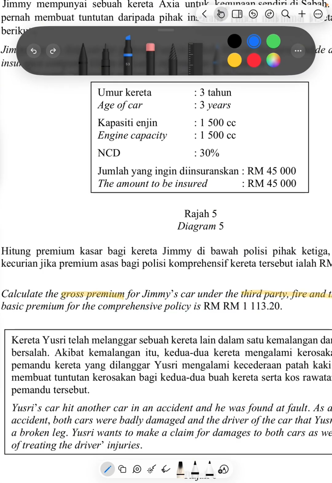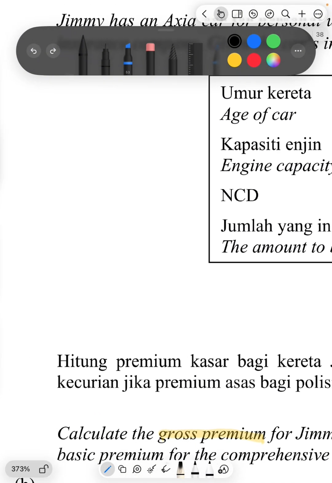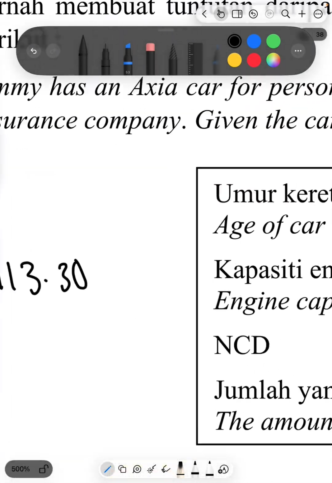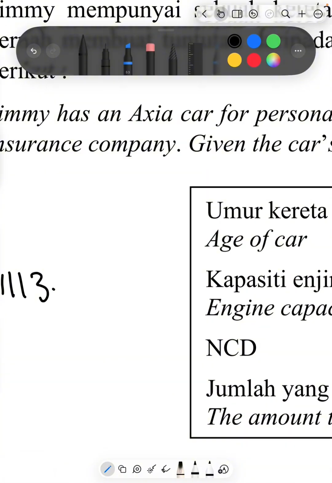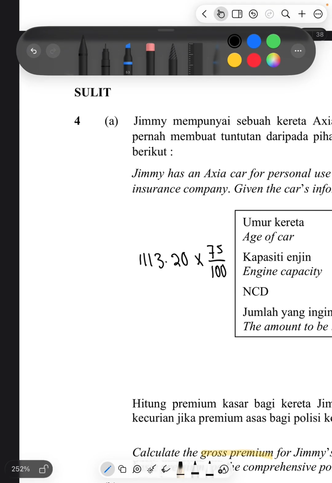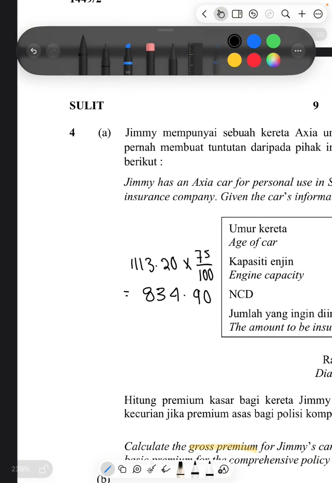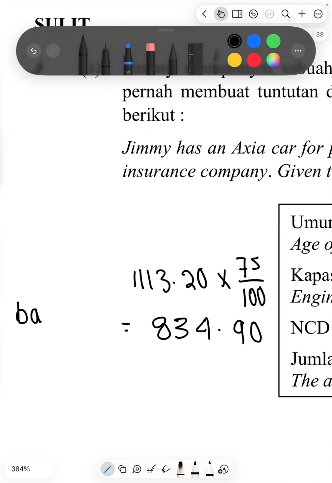So all I have to do right now is just take 1113.30. Was it 1113.20? My bad. Times with 75%, which is 75 over 100, and I get 834.90. So this is my basic premium.